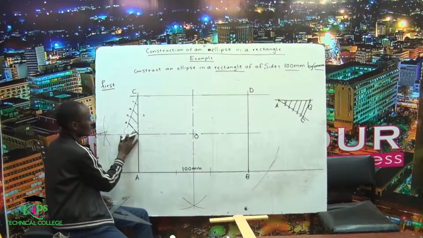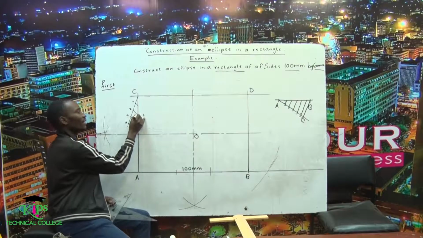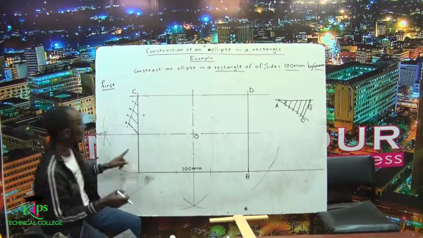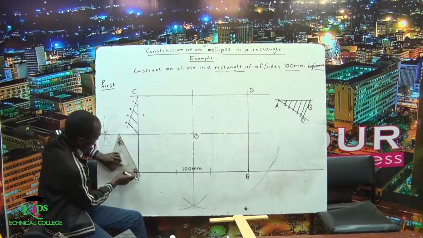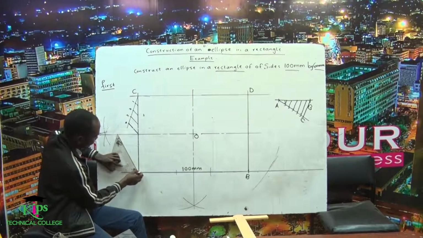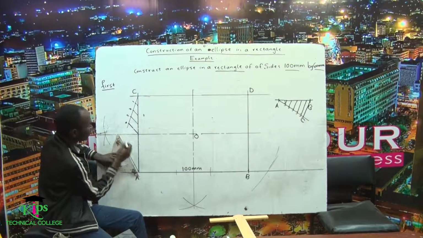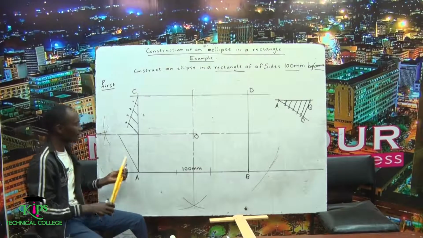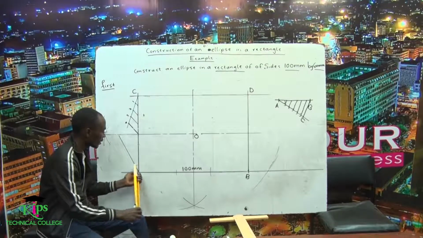This was 60. Let me erase it. So you can see I have subdivided this line into equal parts. Let's subdivide this other line, this one. You draw a line at any given angle, then from there you subdivide this line into segments, like this.